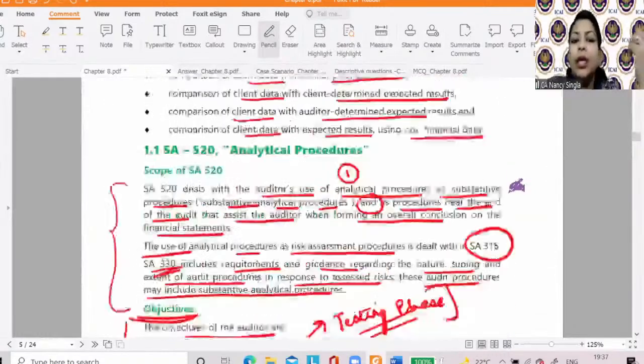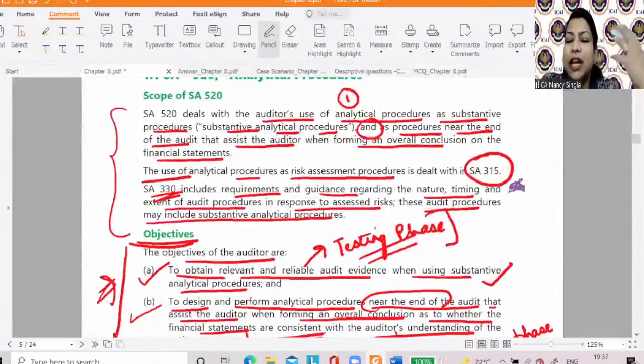So it says that 520 deals with what? Auditor's use of analytical procedure as substantive procedure. So I can say at the testing phase, and as procedure near the end of audit that assists the auditor when forming an overall conclusion. So I can say completion phase. The use of analytical procedure as risk assessment procedure is dealt in SA 315. That is, I can say planning phase.